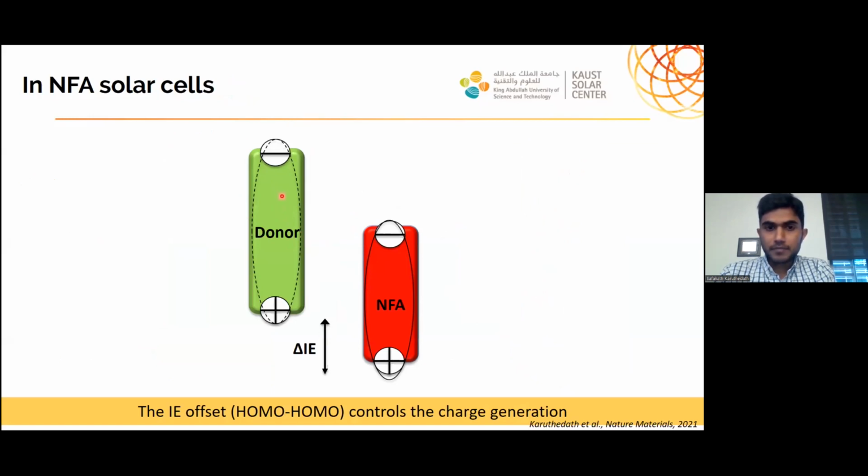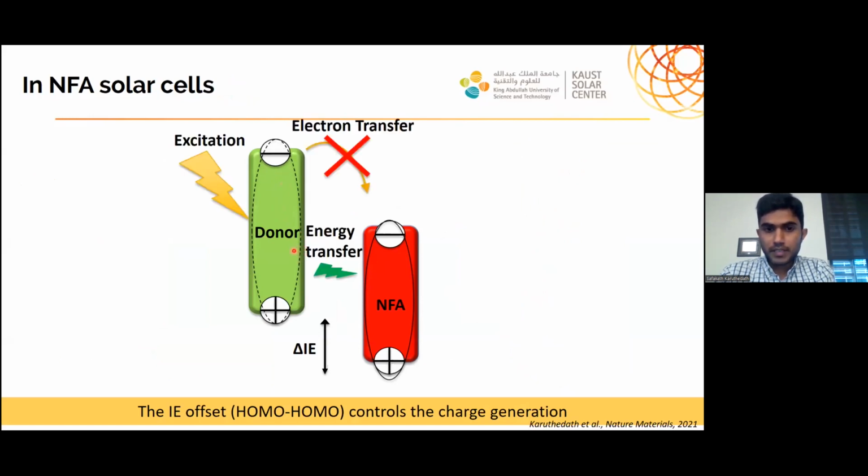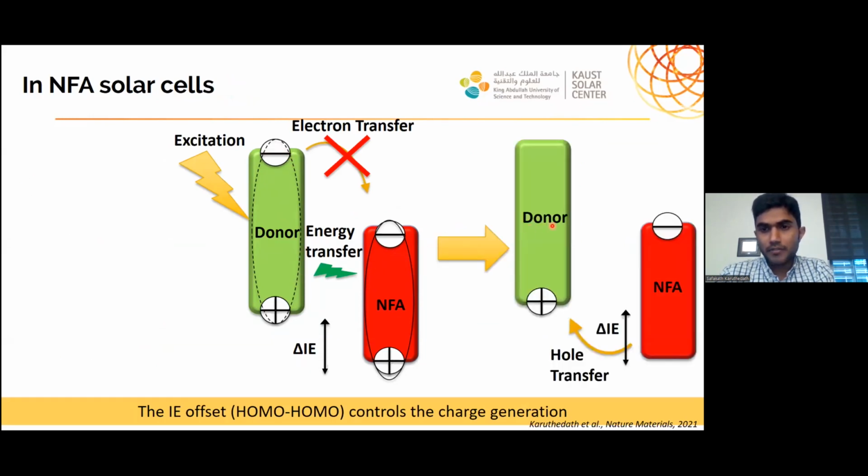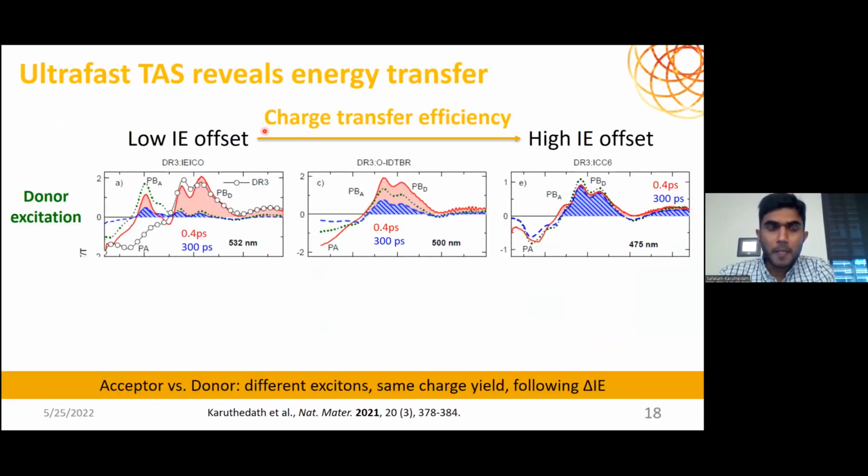the energy transfer means you just moved all the excitation to this side, and the only way to do charge transfer is the hole transfer from the NFA to the donor, because there will be no excited species available for the donor material. No singlet exciton is available for the donor material. So we probe this via ultrafast spectroscopy.